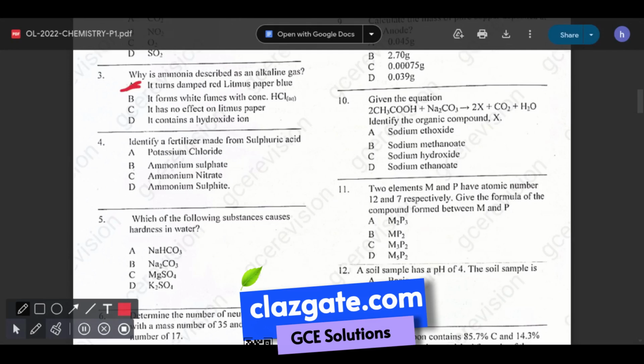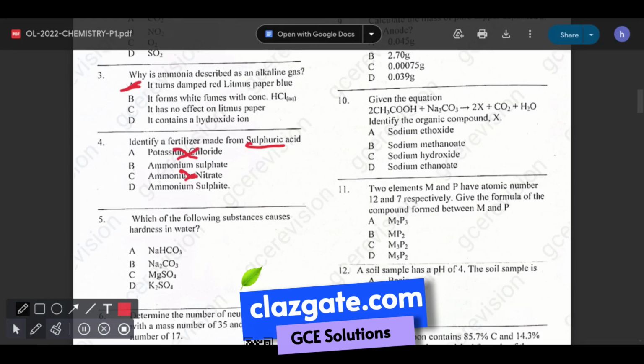Question number 4. Identify a fertilizer made from sulfuric acid. We have A. Potassium chloride. It cannot be this because in potassium chloride there is no presence of sulfur. Take note, sulfuric acid. So let's eliminate. It cannot be potassium nitride. And we are just left with ammonium sulfate and ammonium sulfide. The answer is B, ammonium sulfate.